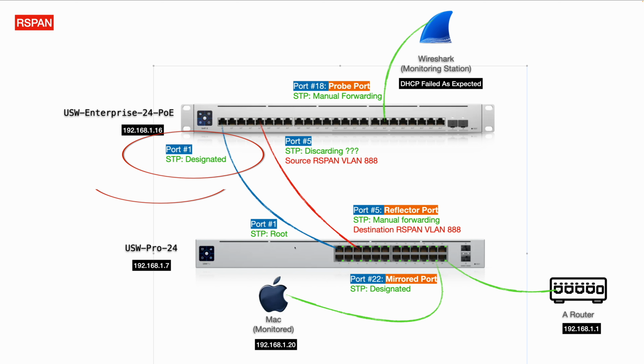Of course, for the blue cable, this end is root, the other end is designated. No surprise. For the monitoring station, this port will have the manual forwarding STP state, because it's a probe port. It's not a regular Ethernet port. And when it comes to this computer to be monitored, this port is a simple designated port because it is a regular Ethernet port. The most confusing one, the red cable, this port will have the manual forwarding state. On the other end, on the remote switch side, strangely, it will have the discarding state, but it doesn't prevent this port from receiving the transmitted VLAN packets.